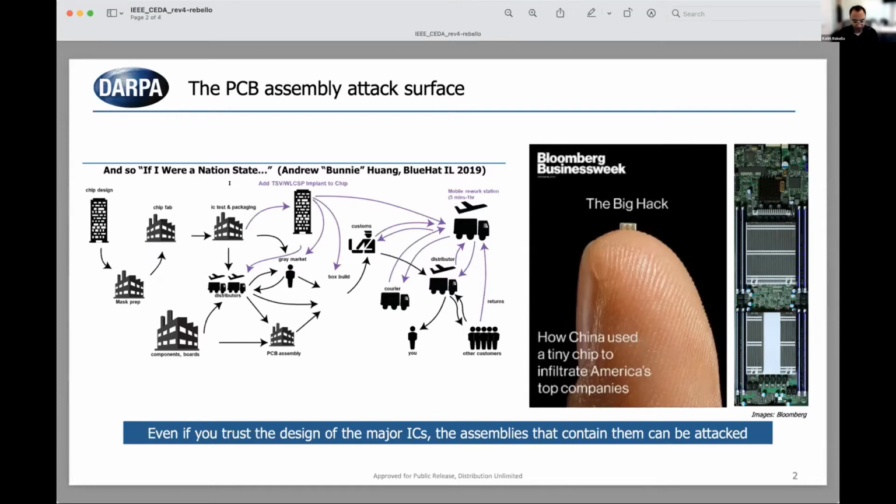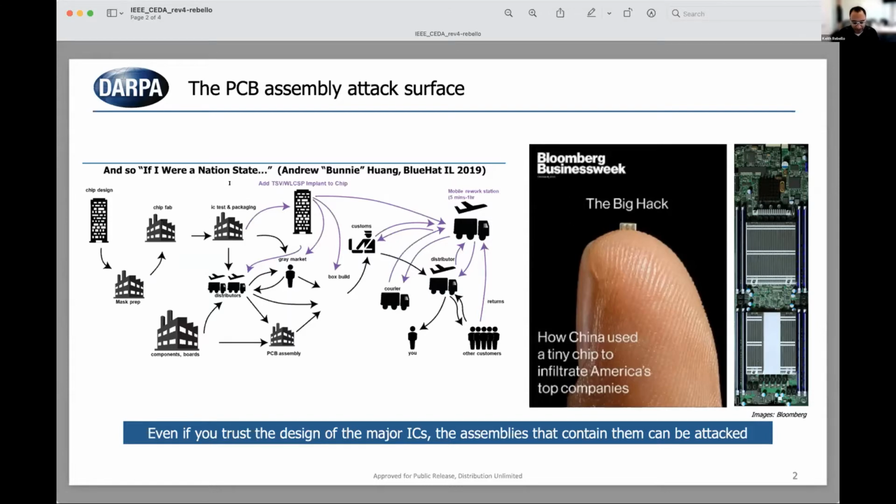And so Bunny Huang gave a really good talk at Blue Hat in 2019, and I encourage you to Google it. It's on the web. You can watch his talk where he put on the hat: if he was a nation state, how would he attack the supply chain? And he wouldn't attack it at the IC level. There are many softer spots, which you can see here on the left of this slide, where someone could attack things.